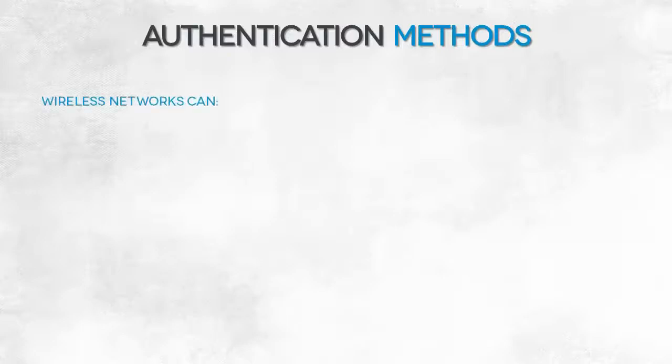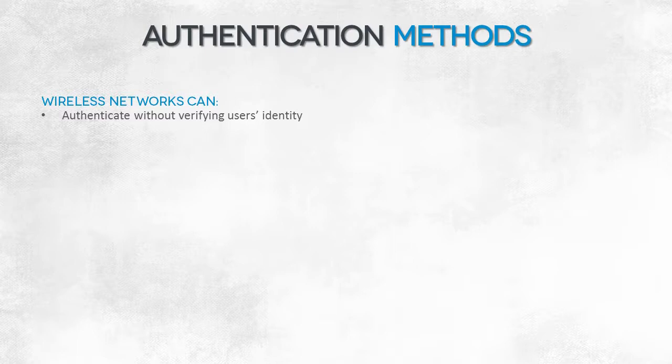Let's now take a look at Wi-Fi networks authentication methods. There are 3 authentication options. Access points might perform authentication without verifying user identity. If that's the case, anybody can connect to the wireless LAN.